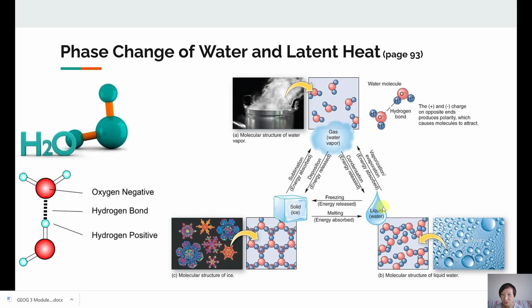Okay, and condensation actually releases energy. You know, clouds are formed through condensation. Actually, there's a tremendous amount of latent energy released when you see cloud formation in the atmosphere. It's amazing. Okay, so that is phase change and latent heat, and it is related to the dynamic movement of water in our atmosphere.